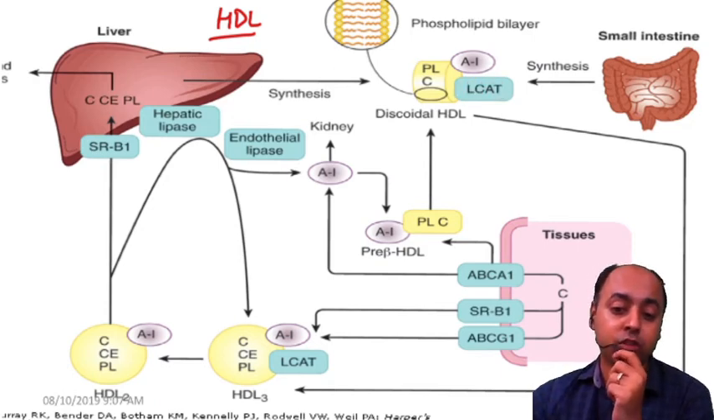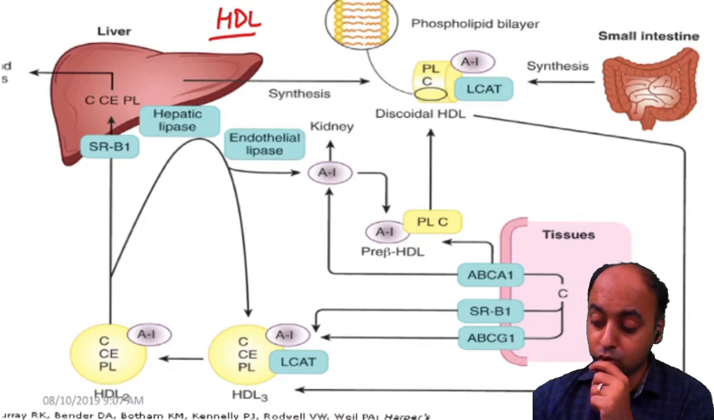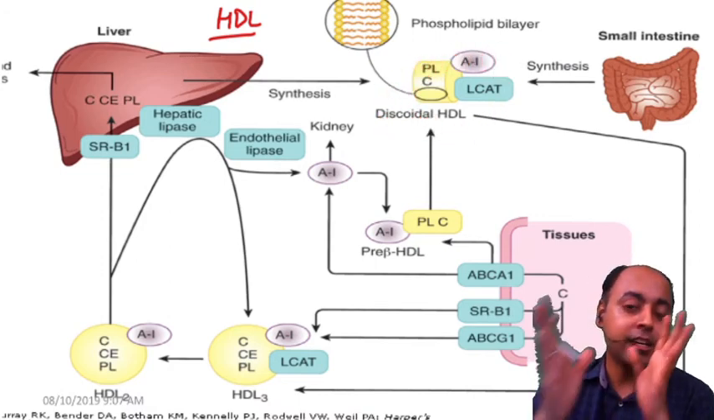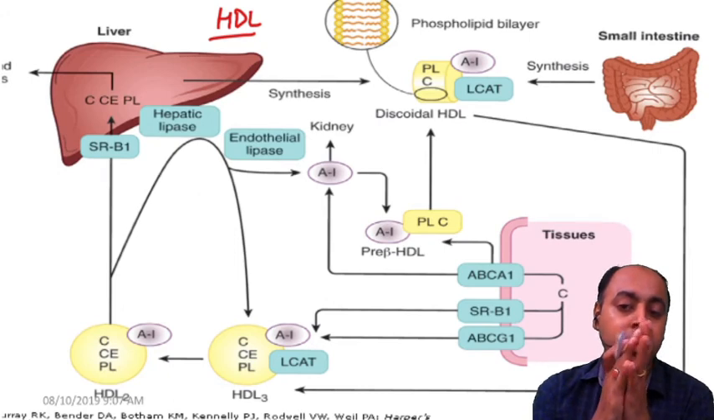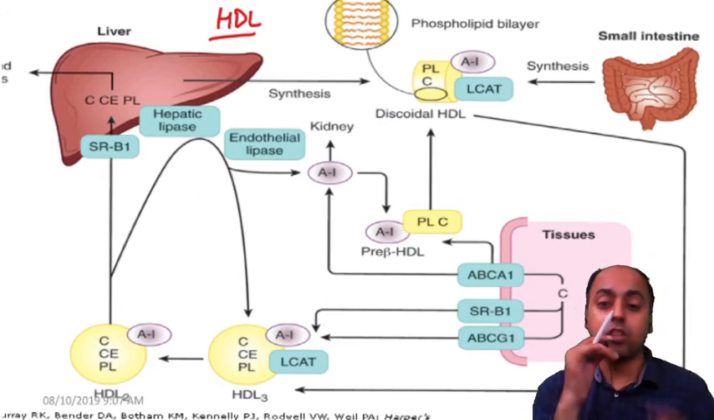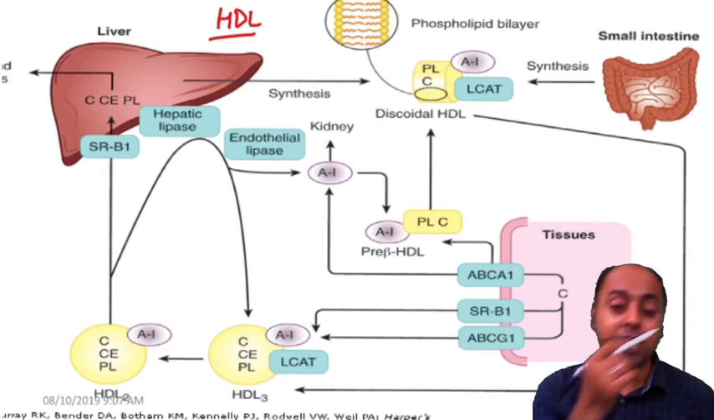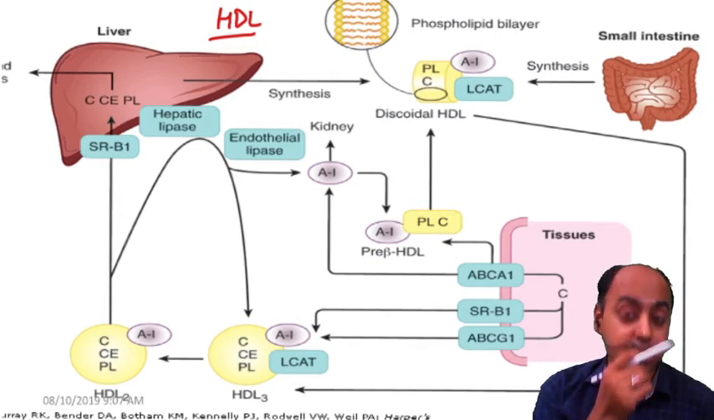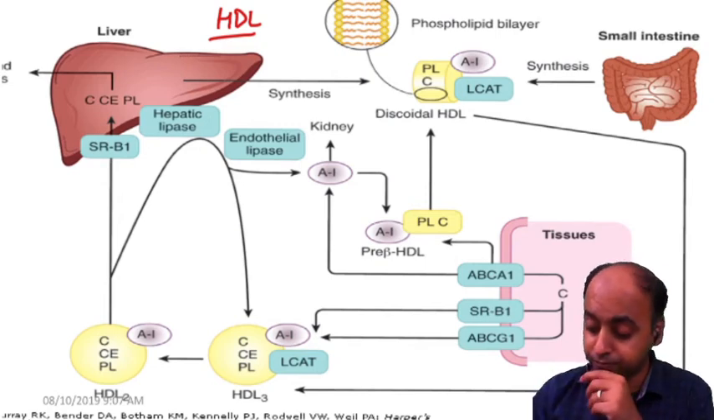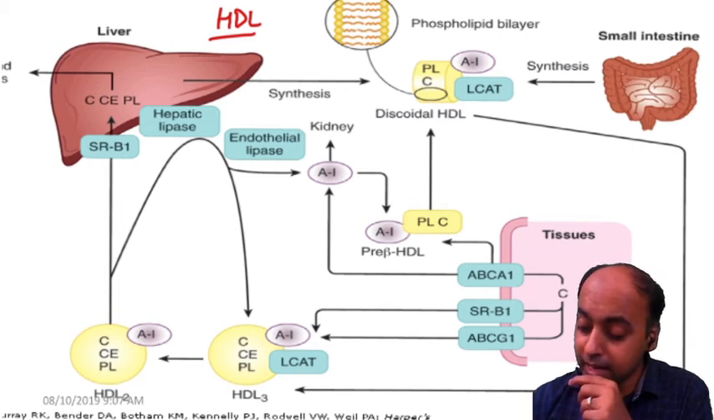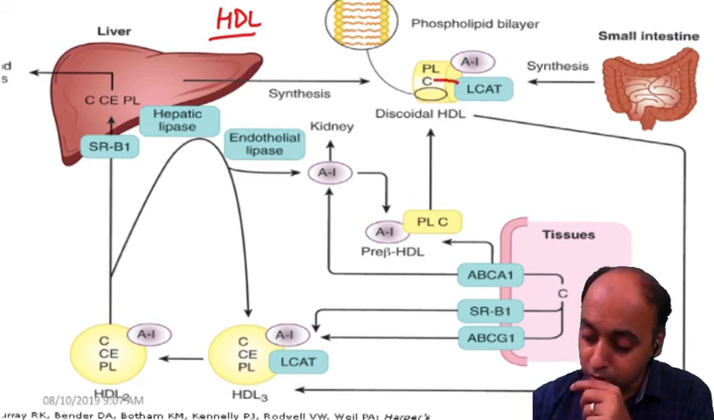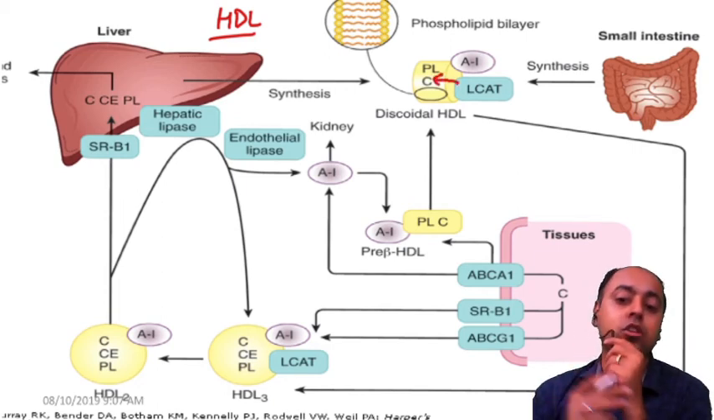Remember we talked about the function of LCAT. What does LCAT do? It converts the cholesterol into the cholesterol ester. So on synthesis we get the discoidal HDL. It has no content, it is flat. It is then released towards the circulation. By the time this discoidal HDL reaches the circulation, the LCAT has got the time to act on the cholesterol.